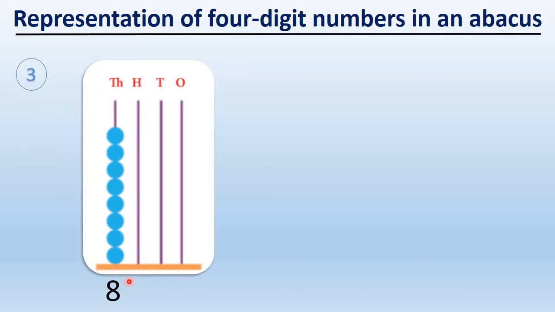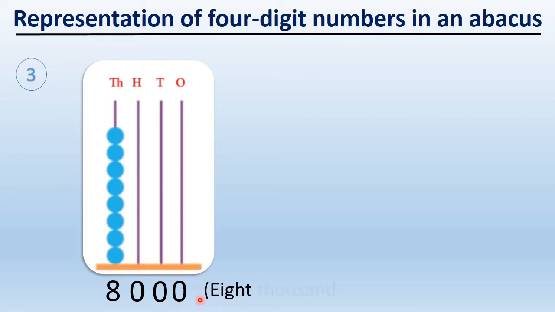8. How many beads are there on the hundreds place rod? Yes, there are no beads. That means this represents 0. Here also no beads, so here we will write 0. Here also there are no beads. We will write 0 just below this rod. Therefore, the number represented by this abacus is 8000.